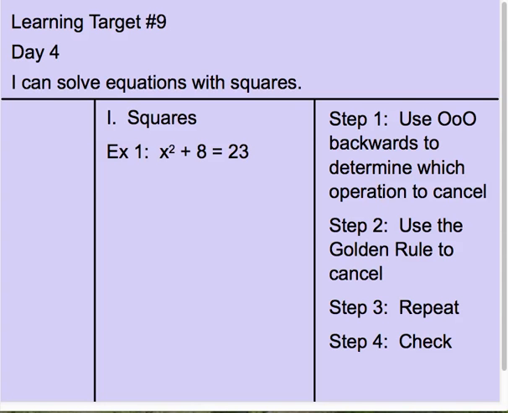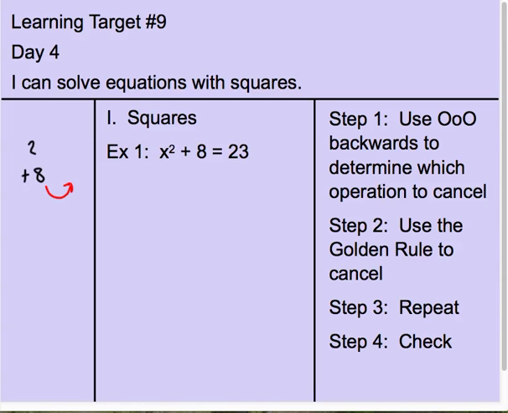If I knew what x was, if I were going to check my answer and I substituted a value for x, the first thing I would do using order of operations is square it. So I'm going to put a little square over here. After I square it, then I would add 8. Okay, so I am going to use order of operations backwards.